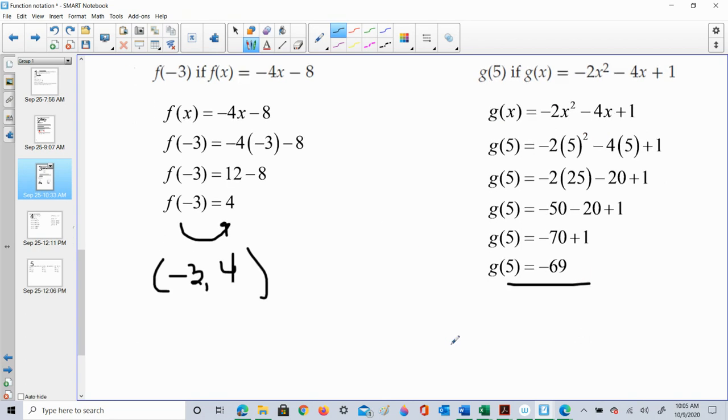So our solution here would be negative 69.